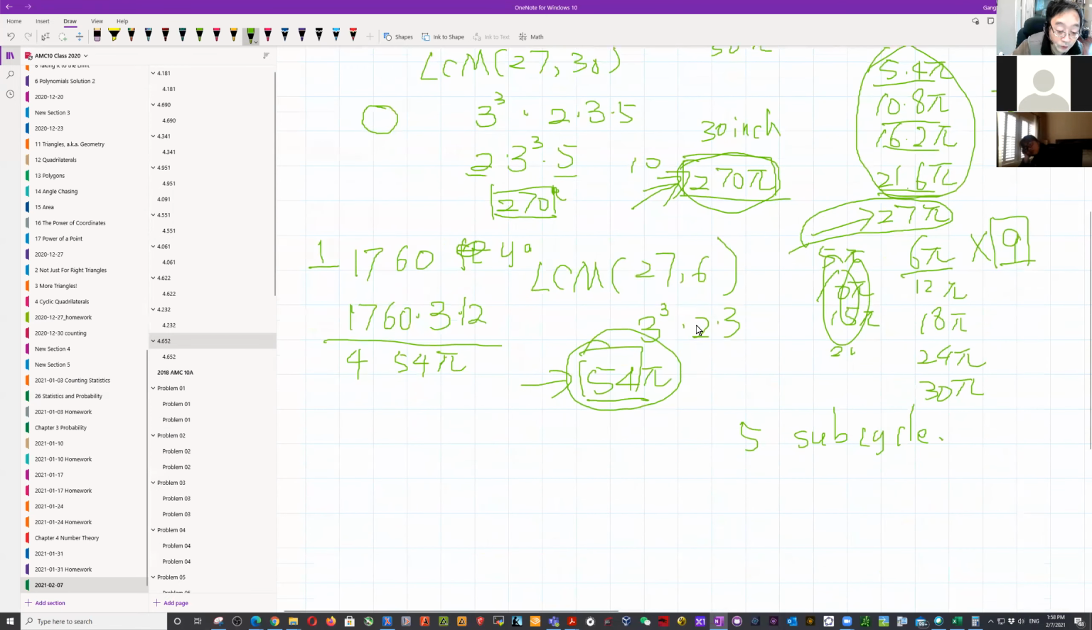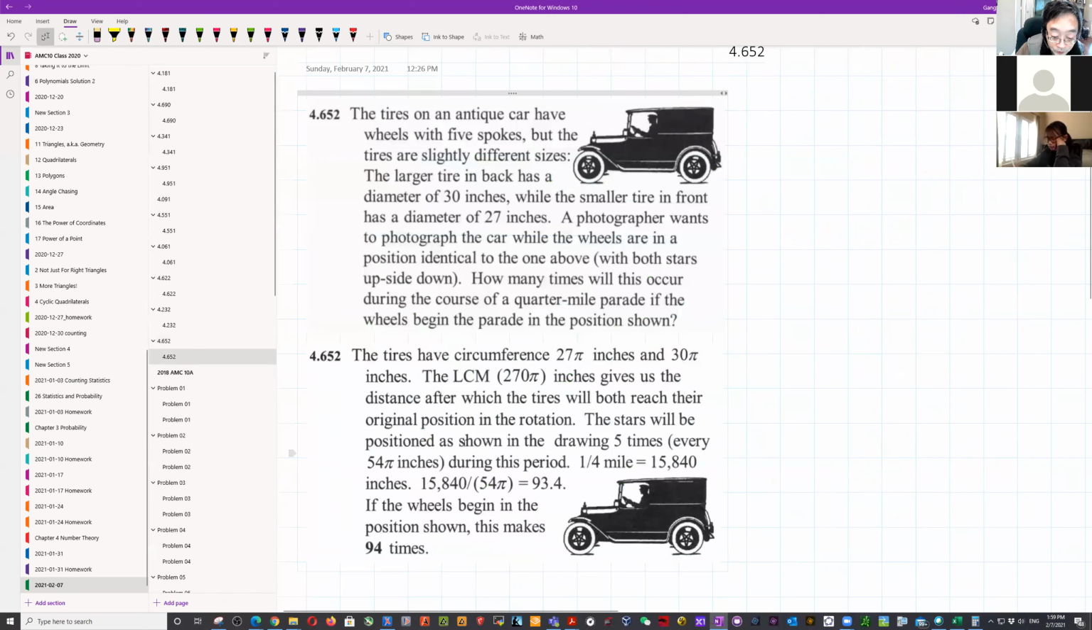So we just do the calculation. This is 2 multiplied by 3 multiplied by 3 multiplied by 3, so we can cancel those, and then we will keep canceling. Anyway, let me not waste time on calculation. If you do it, it's going to be about 94 times. So anyway, that's about it.